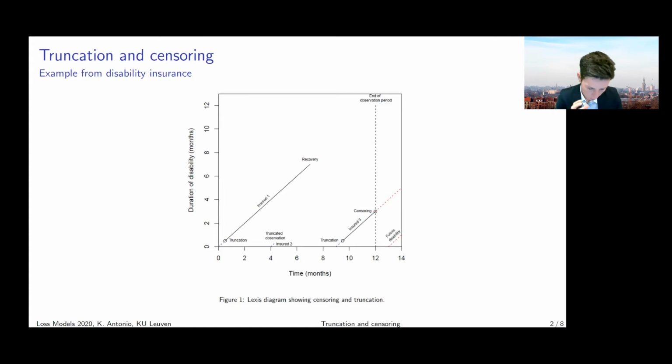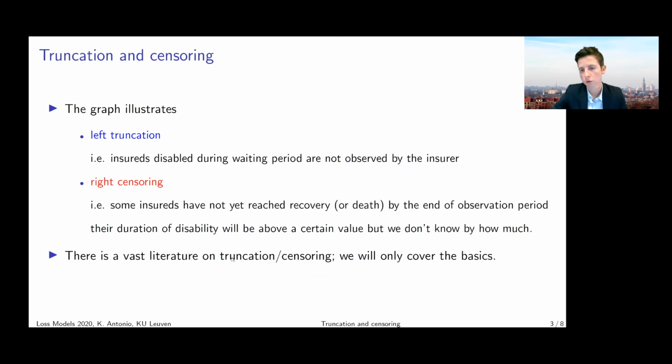Yeah. So you see here an example of left truncation and of right censoring. And that's what I want to make a bit more formal now with some notation or some concepts. You see it summarized over here. We have left truncation, the insureds which are disabled during the waiting period. They are in principle not observed by the insurer. With right censoring, the insureds which have not yet reached recovery or death by the end of the observation period, their duration of disability will be above a certain value, but we don't know by how much.